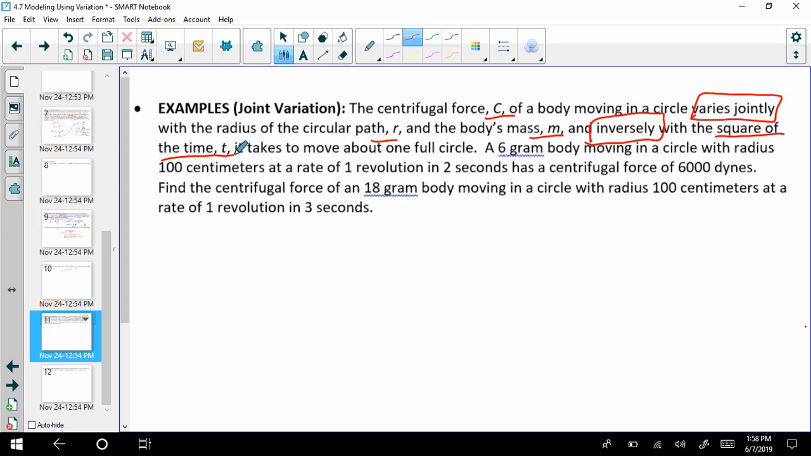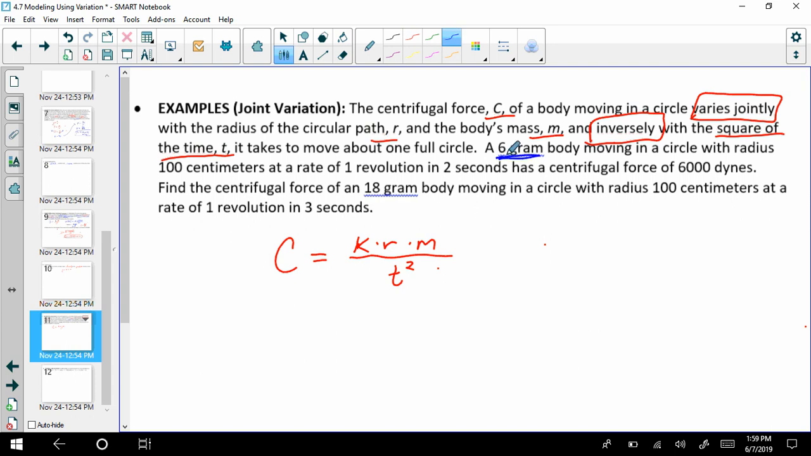So let's start with C equals, and then my constant k, and it said it varied jointly with r and m. So they're both directly across. They vary jointly. But then it said inversely with the square of the time. So I'm going to have a t squared in the denominator because remember, inversely means they're not directly across. One's up top, one's in the bottom. So there's my setup.